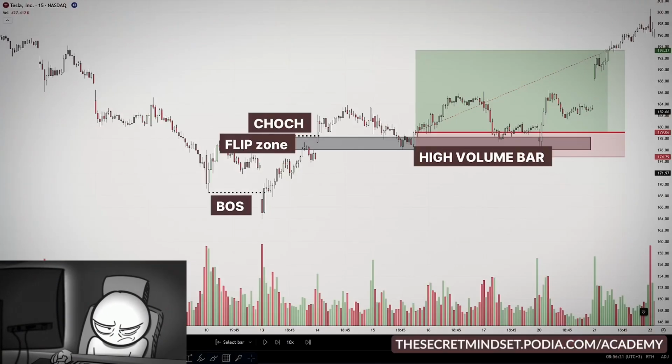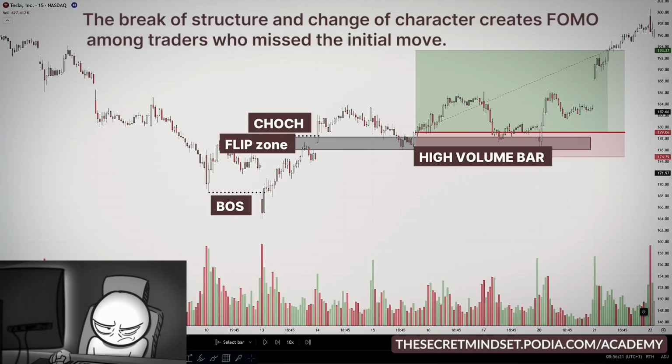This strategy works because it aligns you with the movements of smart money and also takes advantage of market psychology. The break of structure and change of character creates a fear of missing out among traders who missed the initial move. This often leads to a strong trend as more and more traders pile in, and the pullback to the last supply area provides a relatively low-risk entry point. The stop loss can be placed just below this area.